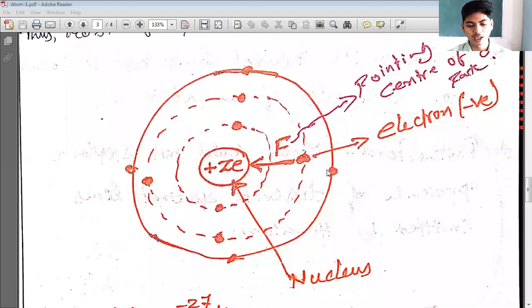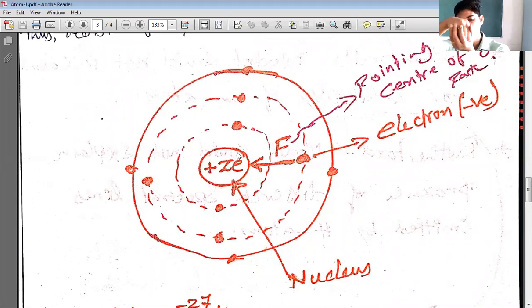As it starts emitting energy, the electron's energy keeps decreasing, so it starts revolving in a circular path of smaller and smaller radius. Gradually its path becomes a spiral, and it will ultimately fall into the nucleus. I have shown you that spiral path followed by the electron. As the electron loses energy, it revolves in circular paths of smaller and smaller radius following a spiral path, and eventually falls into the nucleus.